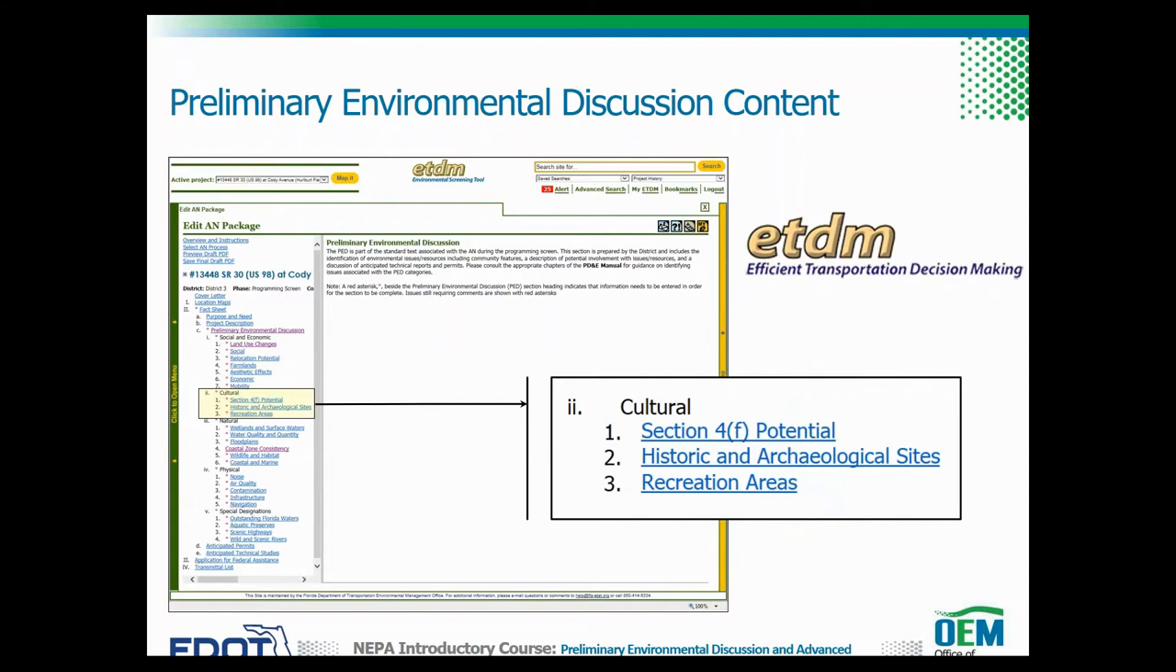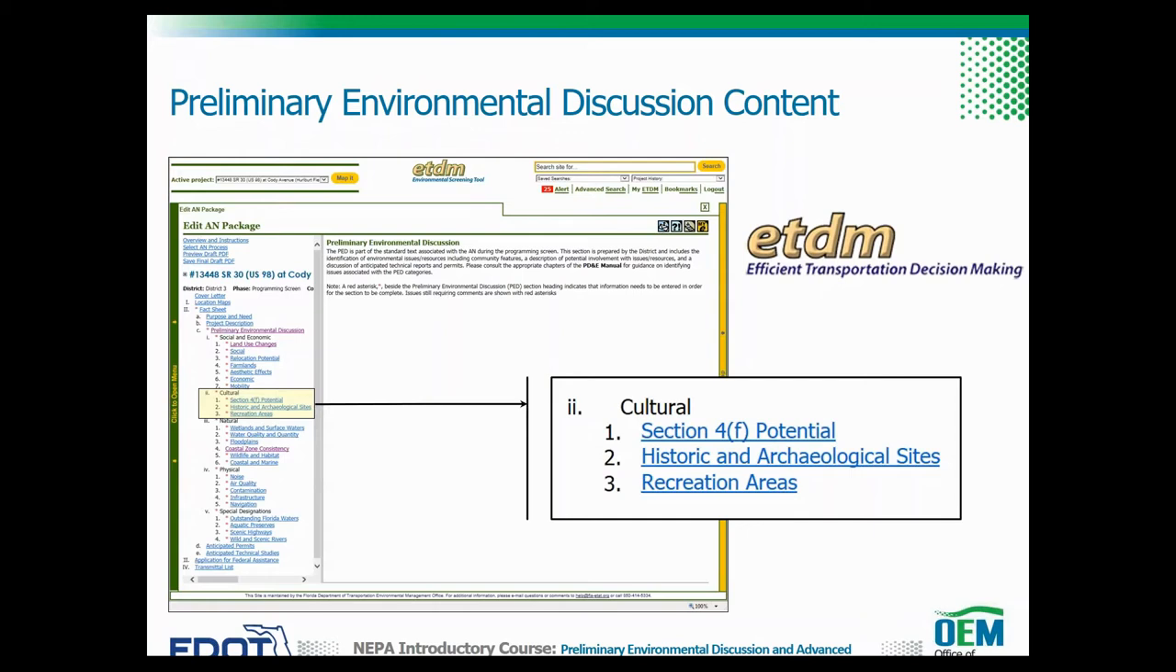This next slide shows the cultural issues covered in the PED. We review the project area for any properties that may be protected by Section 4F of the U.S. Department of Transportation Act. Such properties may include properties listed in or eligible for listing in the National Register of Historic Places, public parks, publicly owned recreation areas, or wildlife or waterfowl refuges. We examine how the project might involve these resources and what level of evaluation will be required during PD&E.